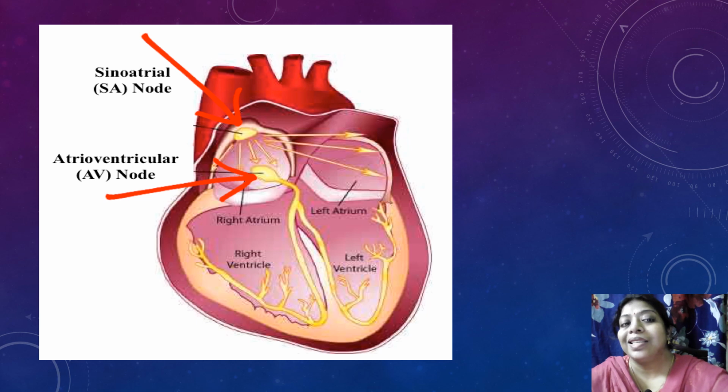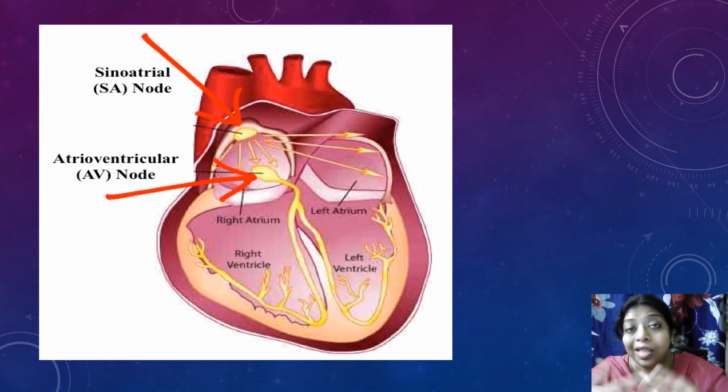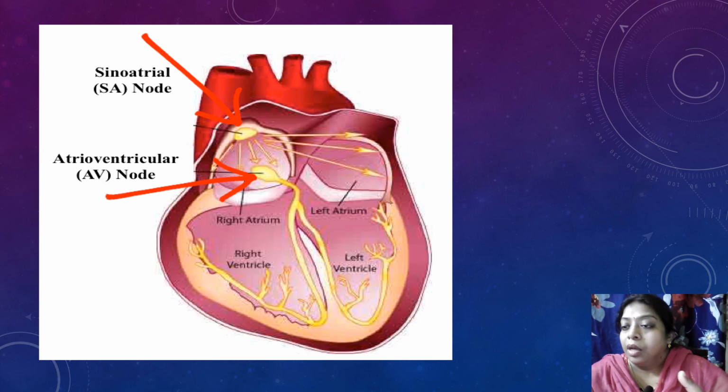Supposing this sinoatrial node is problematic, or if it does not work, the sinoatrial node is otherwise called the pacemaker of the heart. So what happens in this case? Artificial pacemakers are implemented, or artificial pacemakers play a very important role. It has been transplanted.